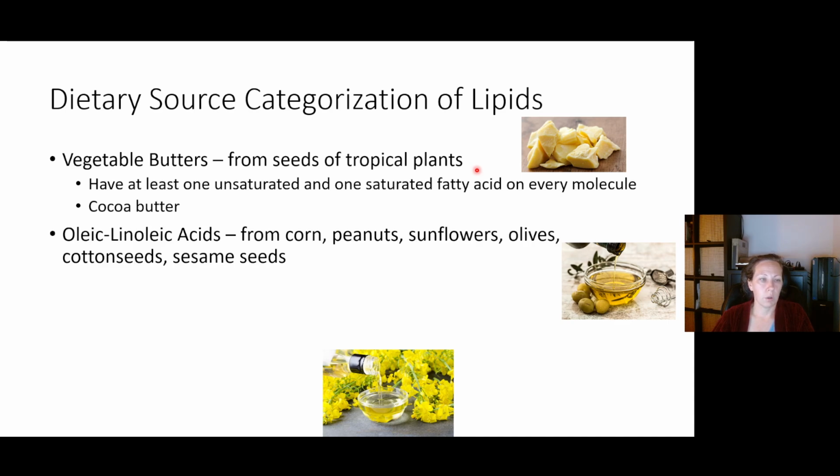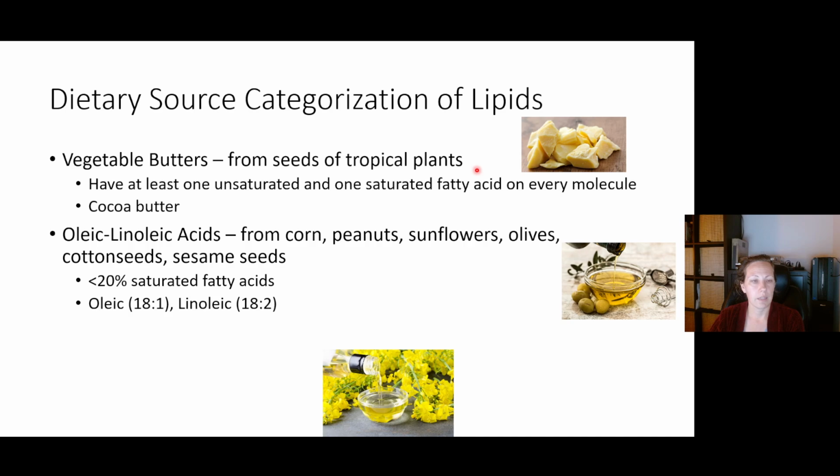The fourth one is the oleic linoleic acids. Sources of these are corn, peanuts, sunflowers, olives, cottonseed, sesame seeds. So all of these create oils, right? They're going to have less than 20% saturation of their fatty acids. The most abundant fatty acids in the oleic linoleic acids are oleic and linoleic acid. Oleic is an 18 carbon, 1 double bond fatty acid. Linoleic is 18 carbon, 2 double bonds.